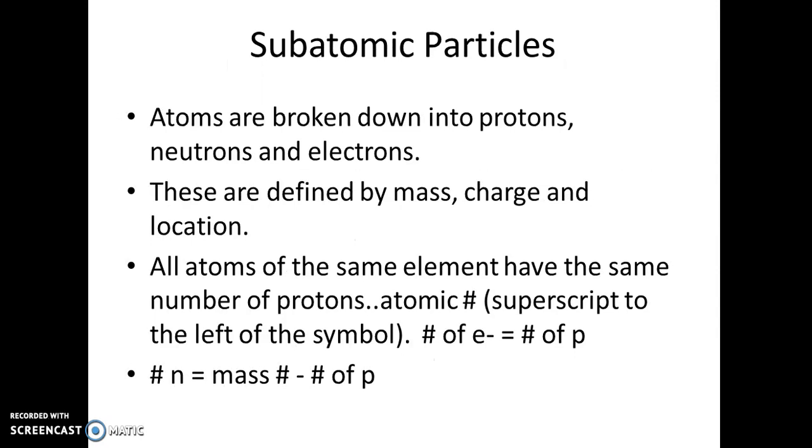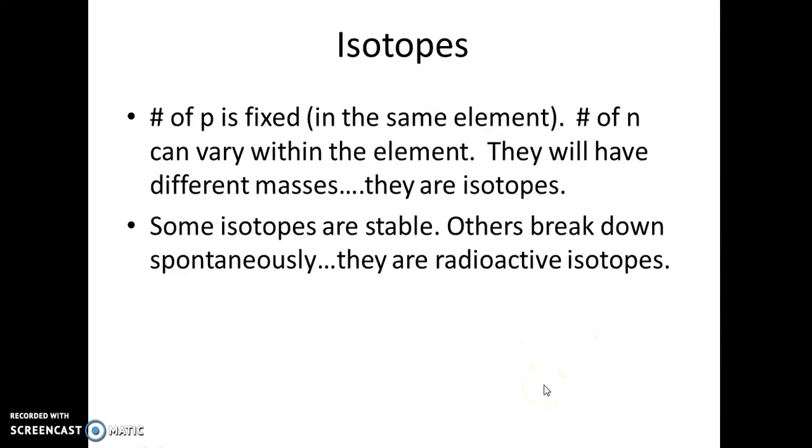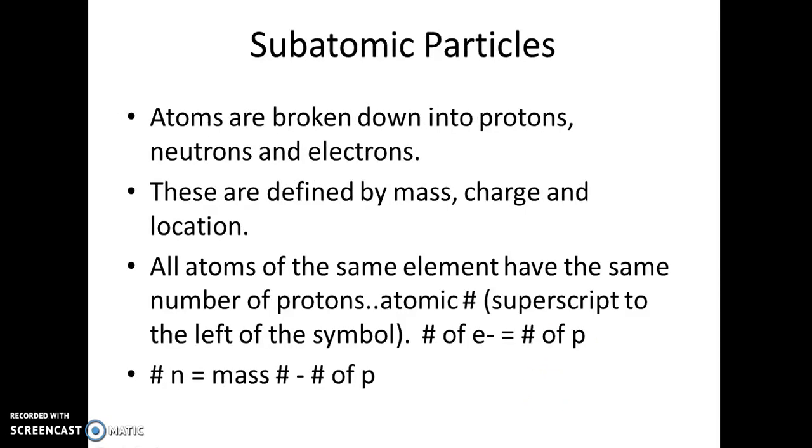So the atoms are broken down into subatomic particles, which are known as protons, neutrons, and electrons. Now, I abbreviate electrons with an E right here with a negative sign. P's are protons and N's would be neutrons. Oh, let's go back up. So the subatomic particles are defined by mass, charge, and location.